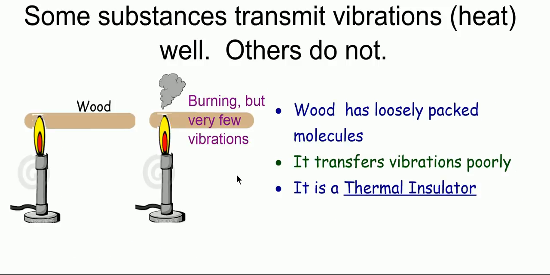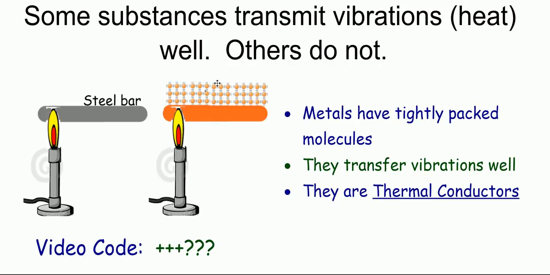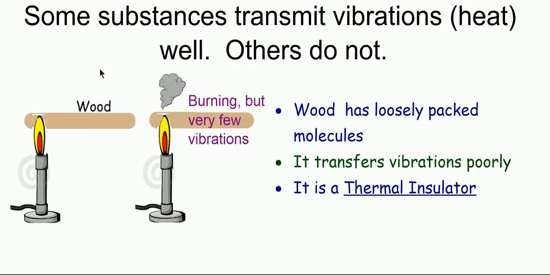Now, a classic substance that does not transmit heat well is wood. If I put that heat on here, this would have some burning, but we would have very few vibrations. I show vibrations back here with the metal. I'm not showing any here. There are very few vibrations, which means very little heat is actually transmitted through the wood. Wood has loosely packed molecules. It transfers vibrations very poorly. This is called a thermal insulator. Heat will not pass through it very well.